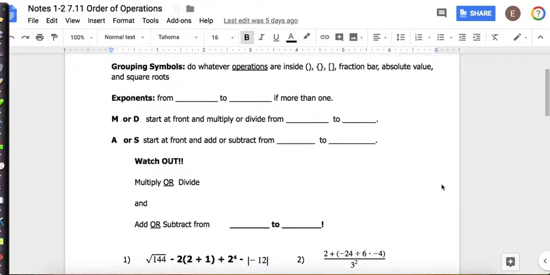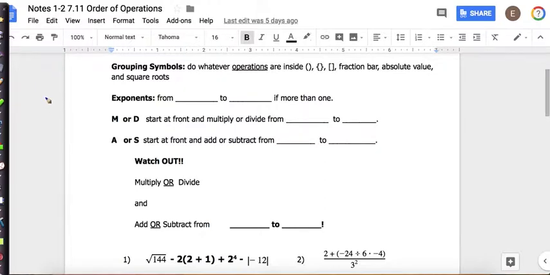So previously you had probably learned the acronym PEMDAS. Please excuse my dear Aunt Sally. But in 7th grade, we're going to change it slightly to GEMDAS, where the G is going to replace the P for parentheses. And the grouping symbols do whatever operations are inside the parentheses or brackets, fraction bar, absolute value, and square roots. So we do all those first. Those are all considered grouping symbols.